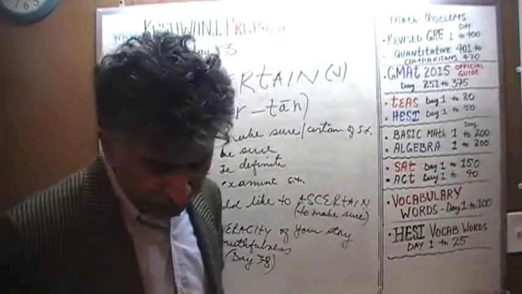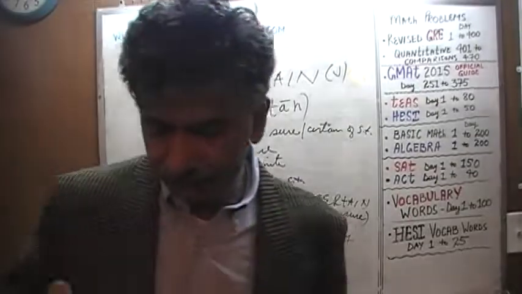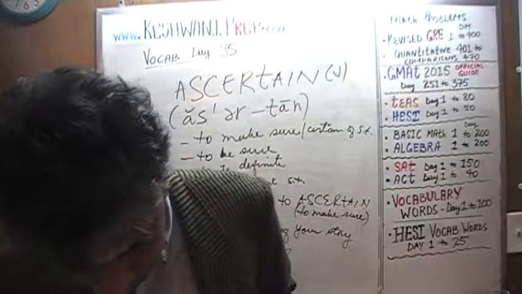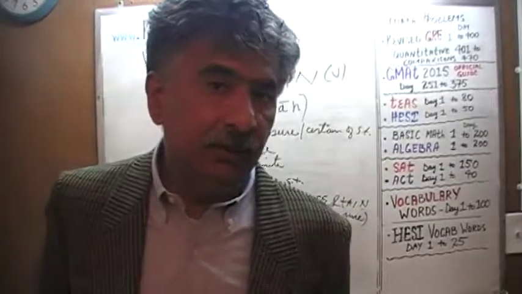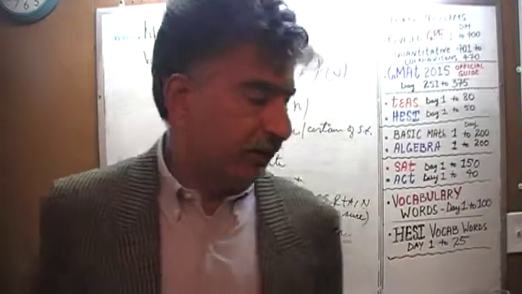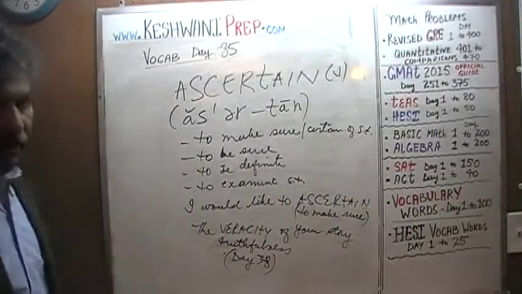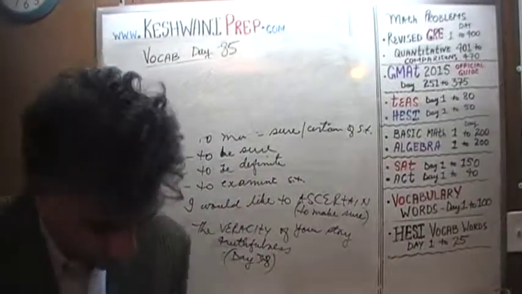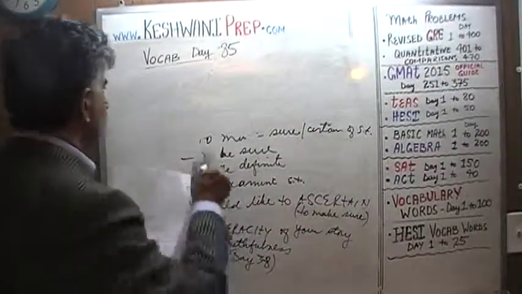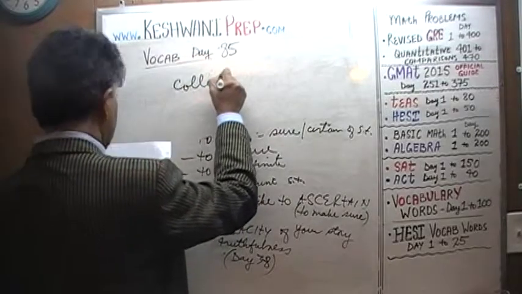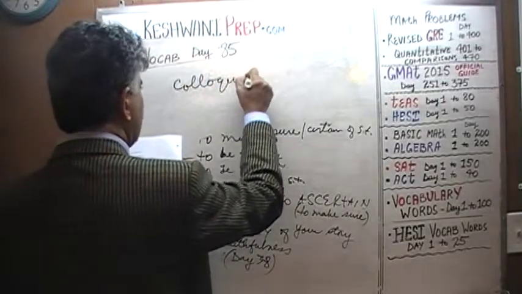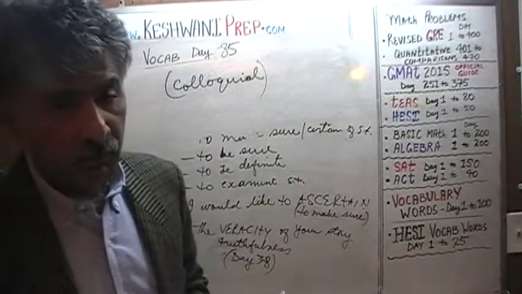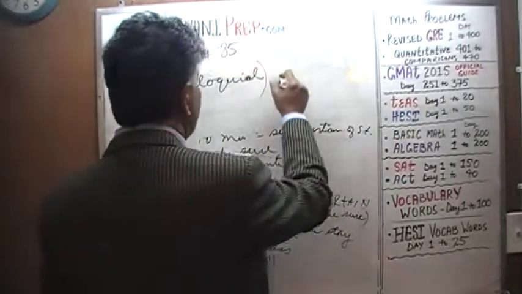I would like to ascertain the veracity of your statement. Let's move on then. The next word we're going to learn actually is not a word. It's an idiom. Not only is it an idiom, but it's a very colloquial, very informal idiom. Let's learn it, shall we? The word here was ascertain. It's colloquial, which is a word that we also learned before. Colloquial simply means informal speech.